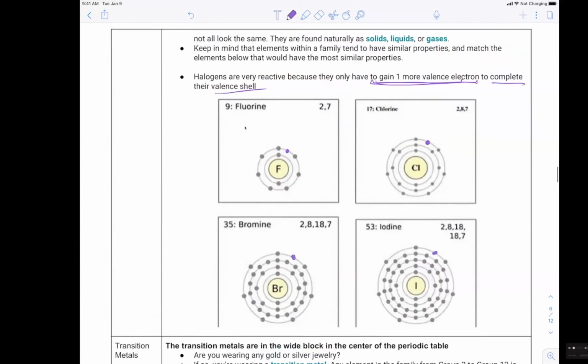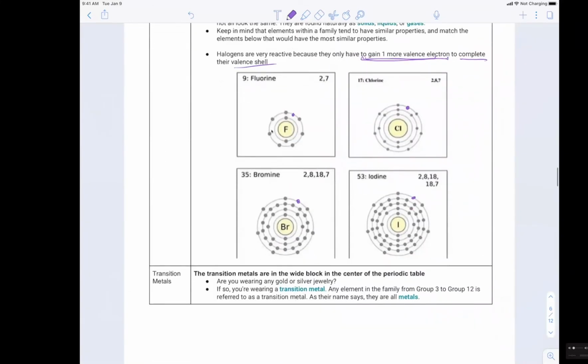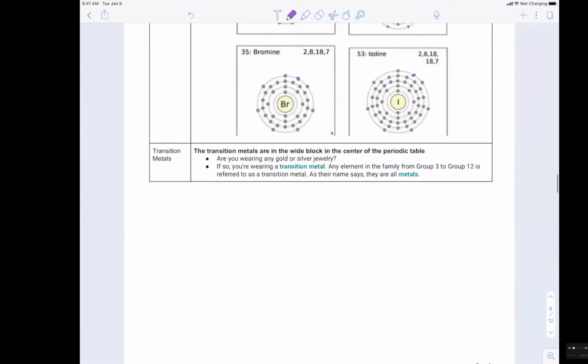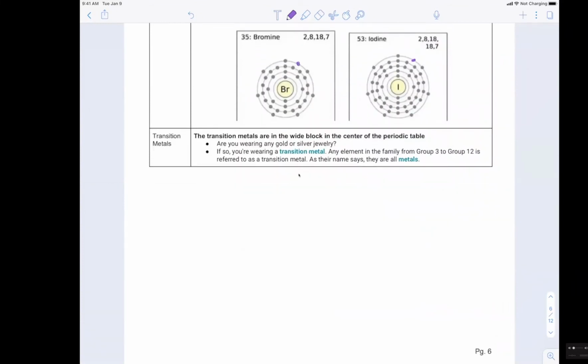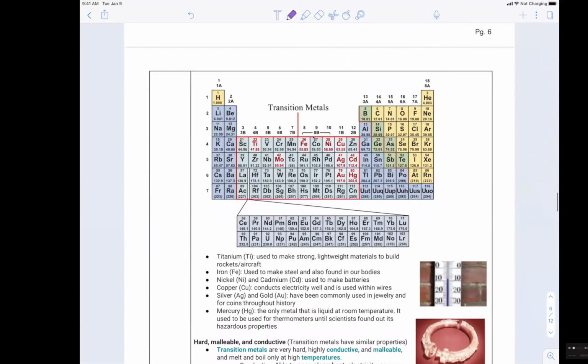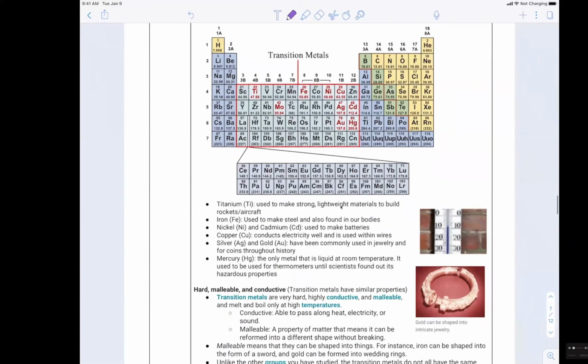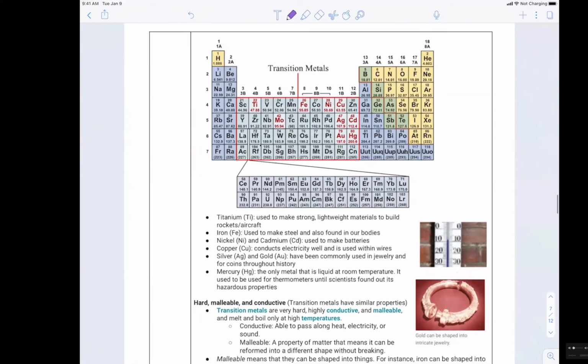Okay, so those are the main groups of elements that we're talking about today. The rest, I'm just going to tell you what their names are, but you don't have to worry too much about them. So transition metals are the metals that are in this block in the middle of the periodic table. And they're basically the typical metals that you think of. So titanium, iron, copper, silver, they're all going to be located here.